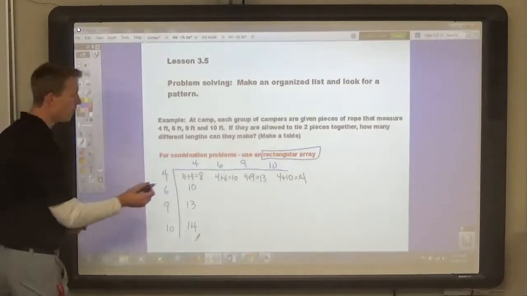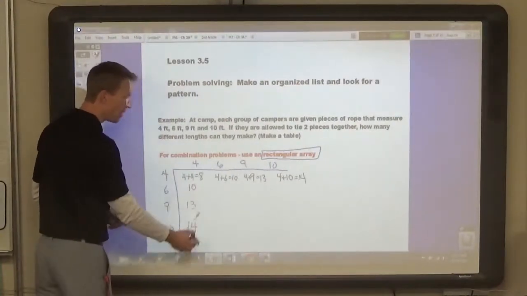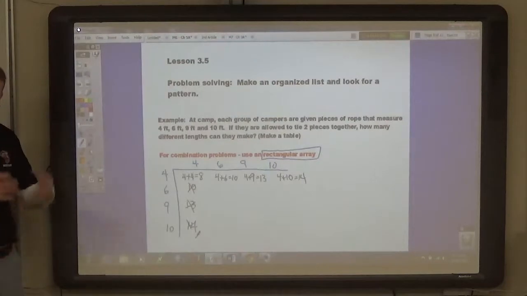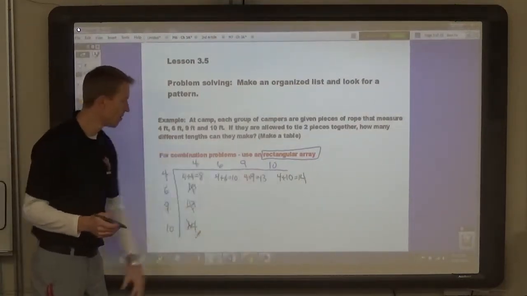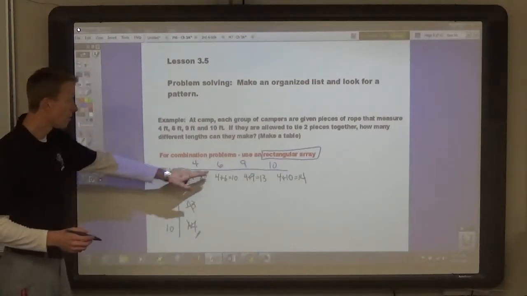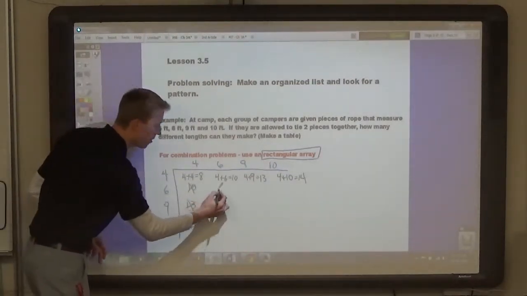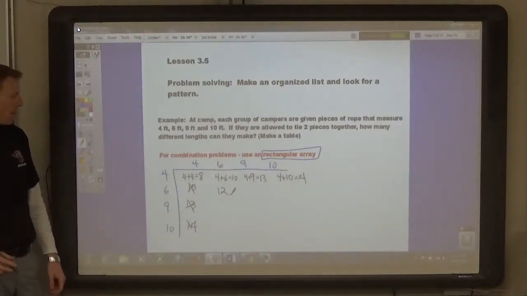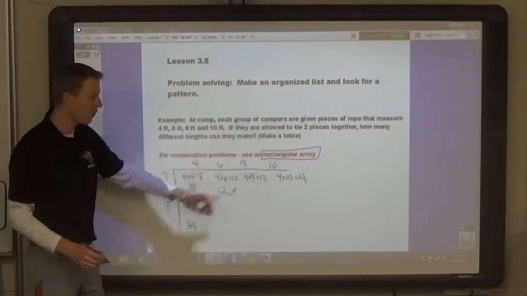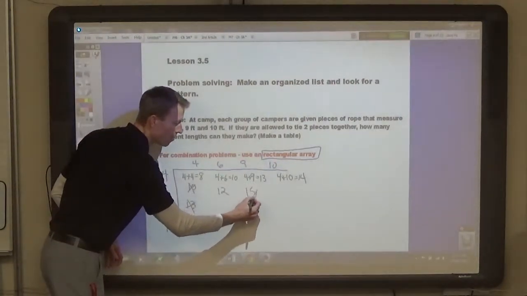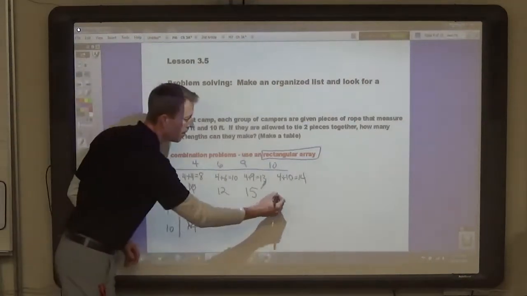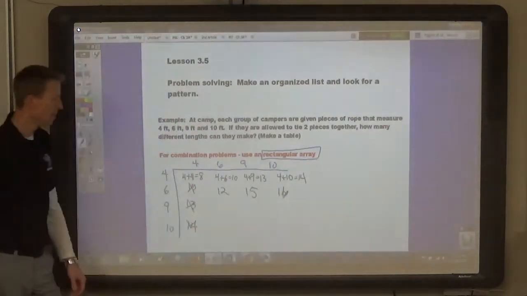So what we have to do is we have to recognize, oh, I've already used these numbers. I can't use these again. I can't count these twice, because that's not a combination. We can only count them once. But you can combine 6 and 6 to make a 12-foot. We haven't made a 12-foot yet. We can combine a 6 and a 9-foot to make a piece that's 15 feet and 16 feet, right?